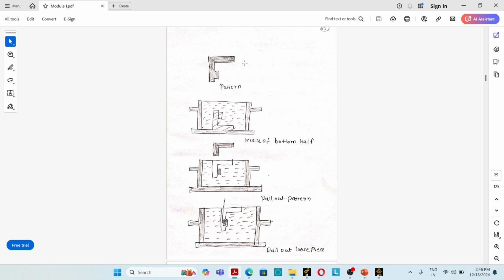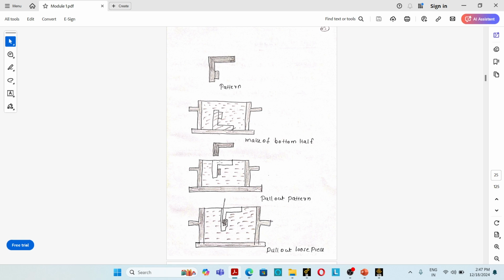See, initially, while we are making the sand casting mold, the loose piece is an integral part of the main solid pattern. After the sand casting mold has been made, the main solid pattern is removed first, leaving the loose piece in the mold. Then the loose piece is removed by some method. So this is known as loose piece patterns.